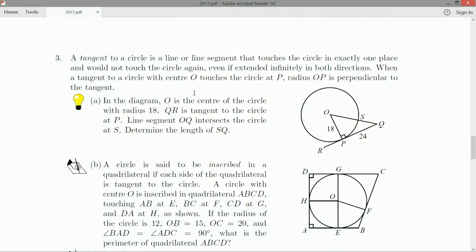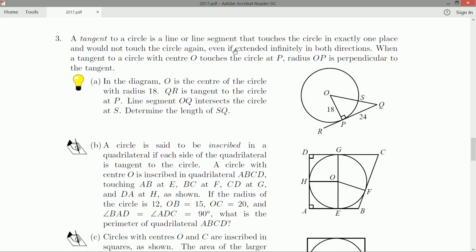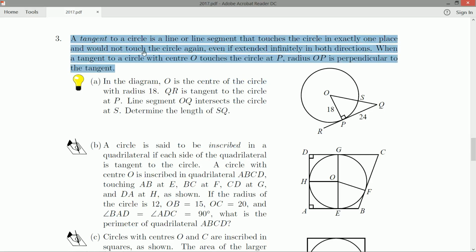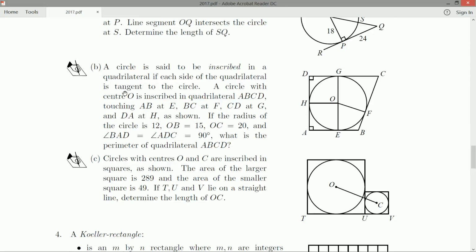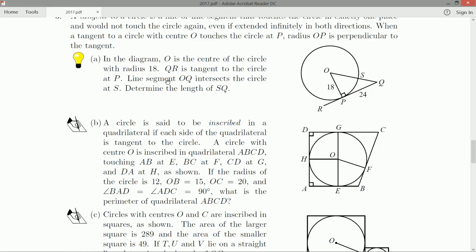When a tangent to a circle with center O touches the circle at P, radius OP is perpendicular to the tangent. This is a common circle fact, and I've noticed they've been doing this in the 2017s, because I did the Fryer a little while ago. They are giving us what should be common knowledge, but circle results aren't really done in high school anymore, so they feel the need to give this information to us freely, when I think part of doing contests is that you should already know this stuff about tangents and circles. Anyway, we've got 3 parts to this question, 2 of them written, 1 light bulb.